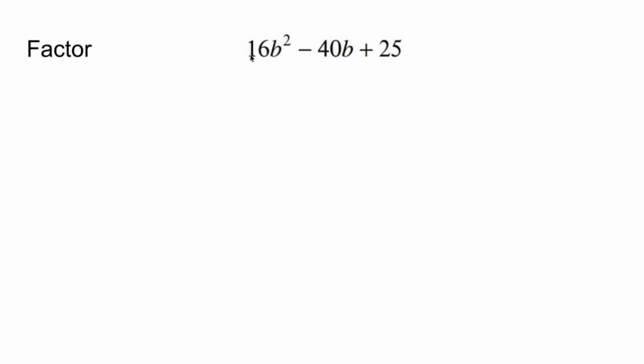Now this looks like one of those things where you're thinking, I have to come up with all of these multiples and all of these factors and try to see which combination works, but not necessarily. I noticed that this first term is a square, 16b squared. I noticed that this last term is also a square. So this is potentially a perfect square trinomial.